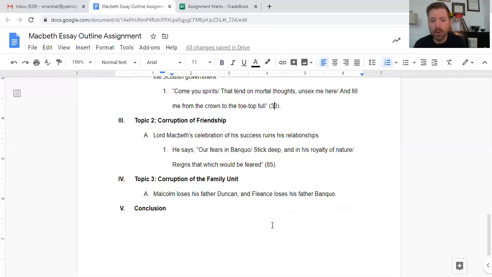The next category is corruption of friendships. And then I just go straight to Banquo, Macbeth's relationship with Banquo, although you could go to a number of them. The last piece of corruption I see is the family unit. So Malcolm loses his father, King Duncan, and Fleance loses his father, Banquo, obviously. So there are 3 ways in which the celebration of one person kind of kills the party and corrupts everything for everyone. Okay, and then I just reference the conclusion right there, and that's it.